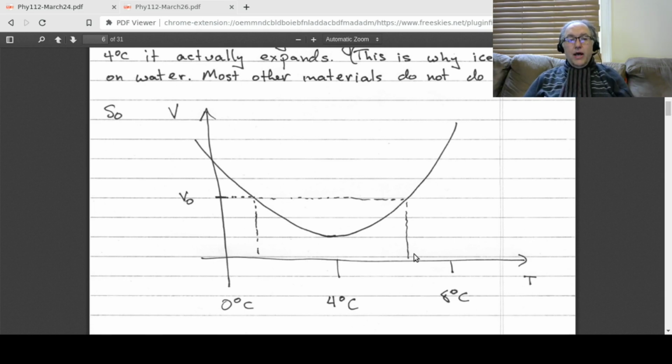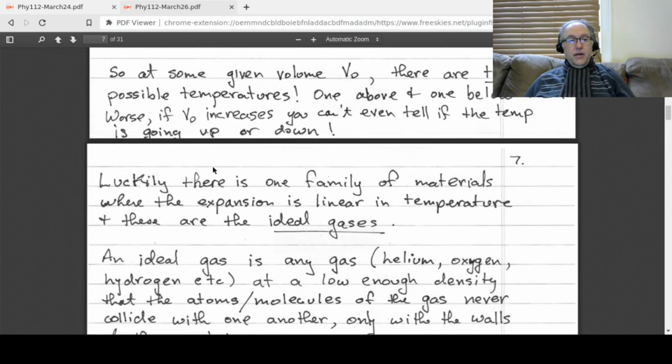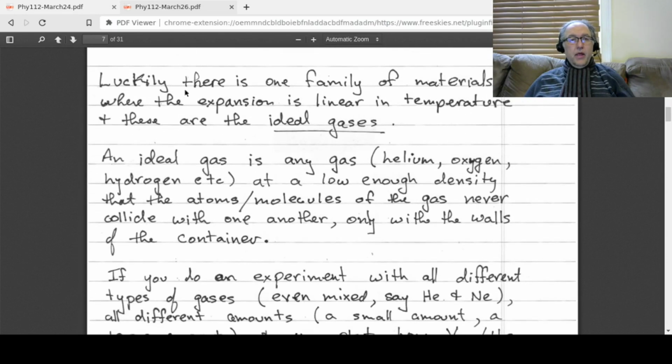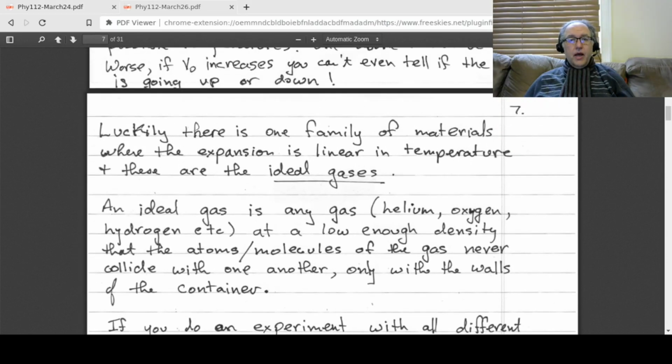All right, so yeah, this is a real effect. Now we can get to the ideal gases. The question is, is there some material where it is really linear? Or if it's not linear everywhere, it's at least linear over a very, very large range. And the answer is yes, it's ideal gases, okay? Ideal gases act like perfect thermometers. And you go, well, why is that?